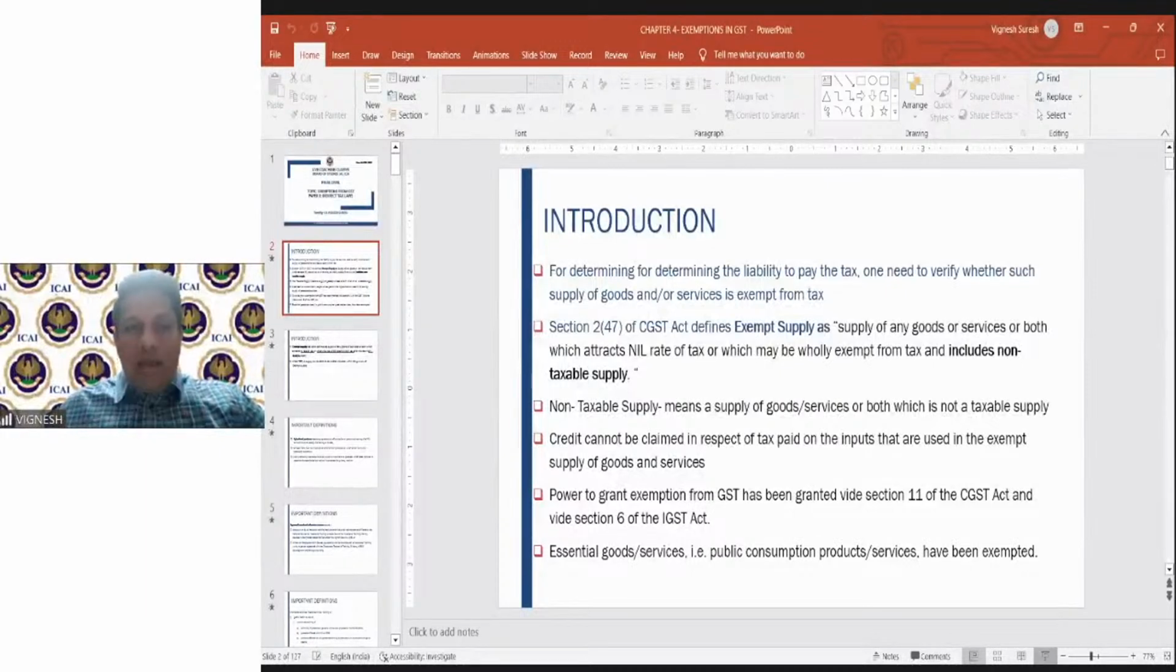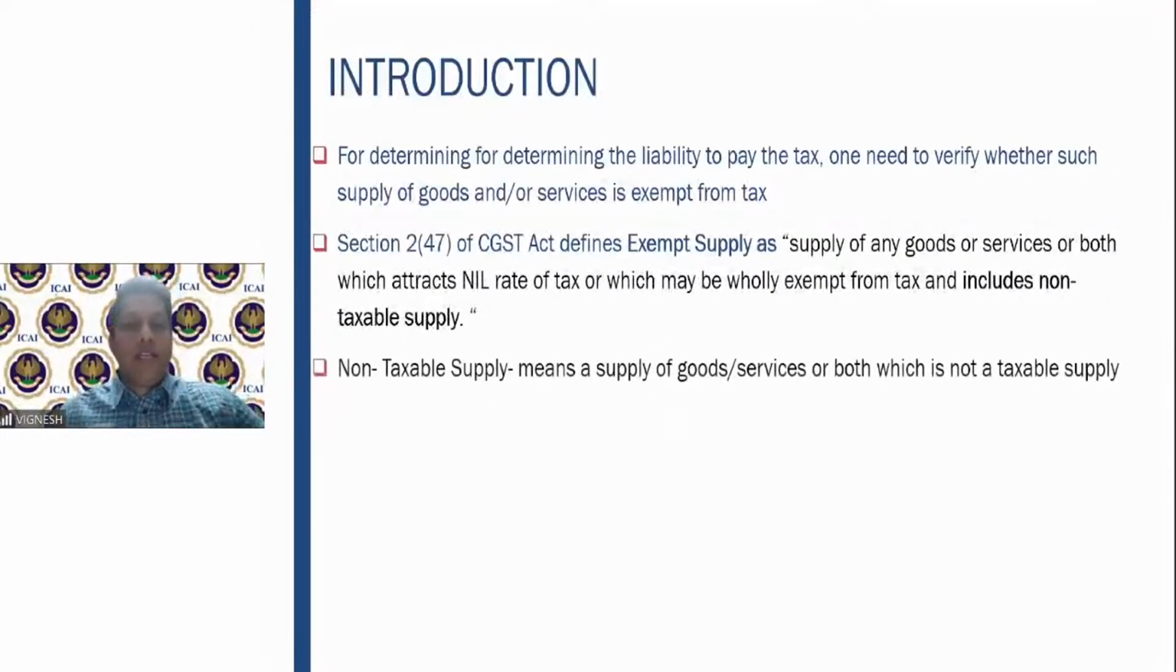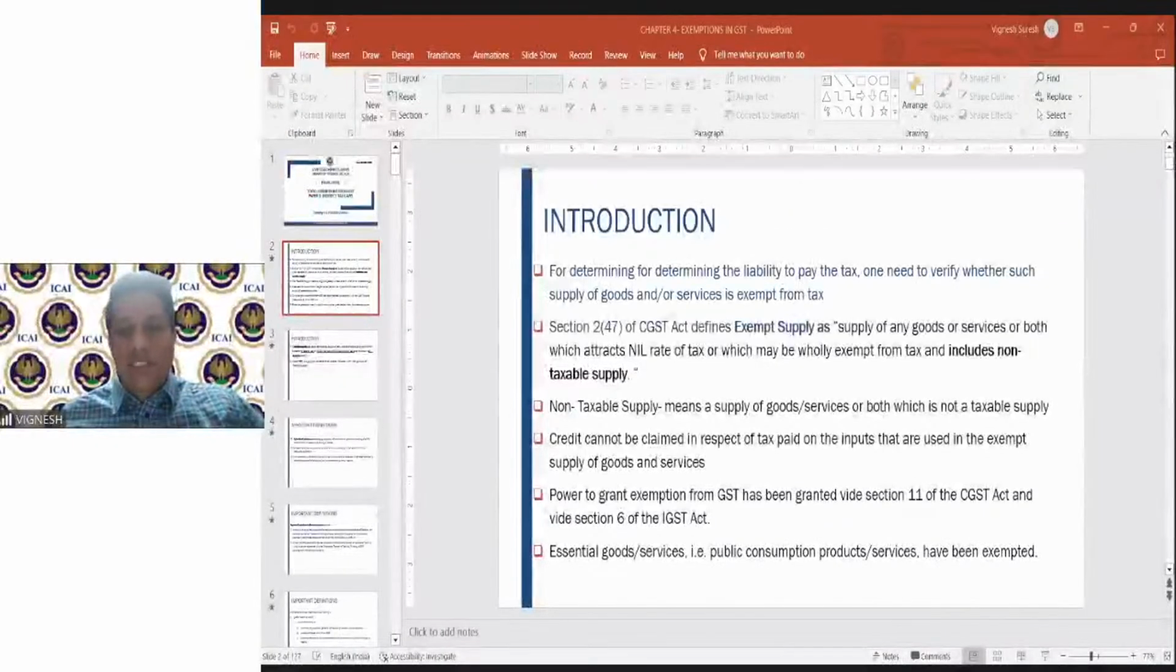Yeah, so coming back, what is the term exempt? I was asking you that. Can anyone tell me what you mean by the term exempt? The particular product or service is exempt from the payment of GST. Okay, fine. So that means it is not subject to the payment, excluded from the payment of GST.